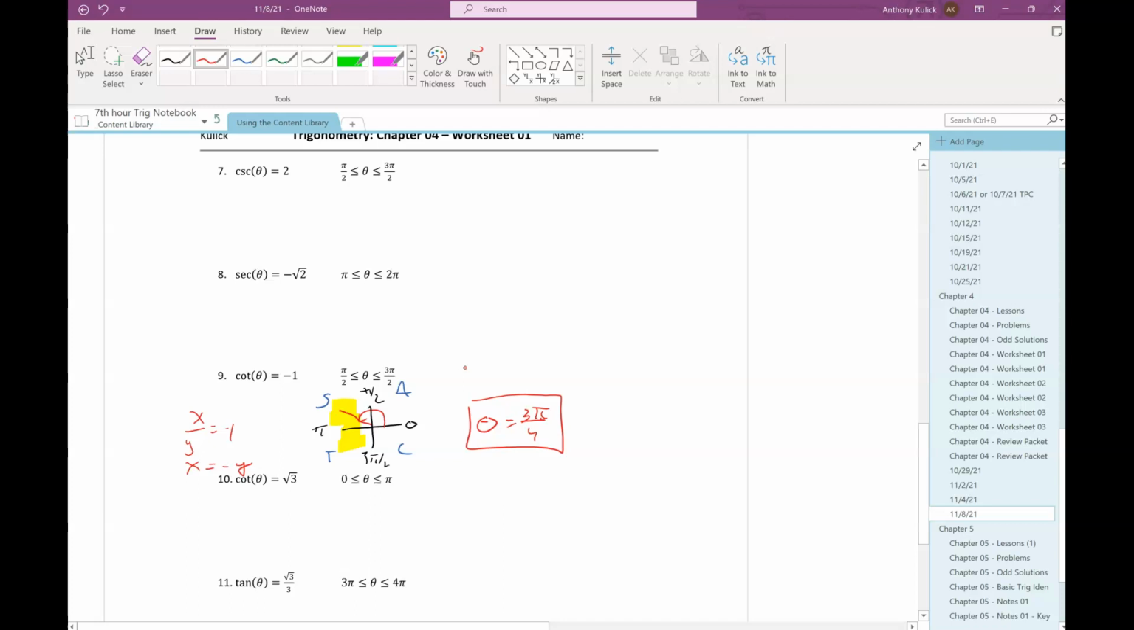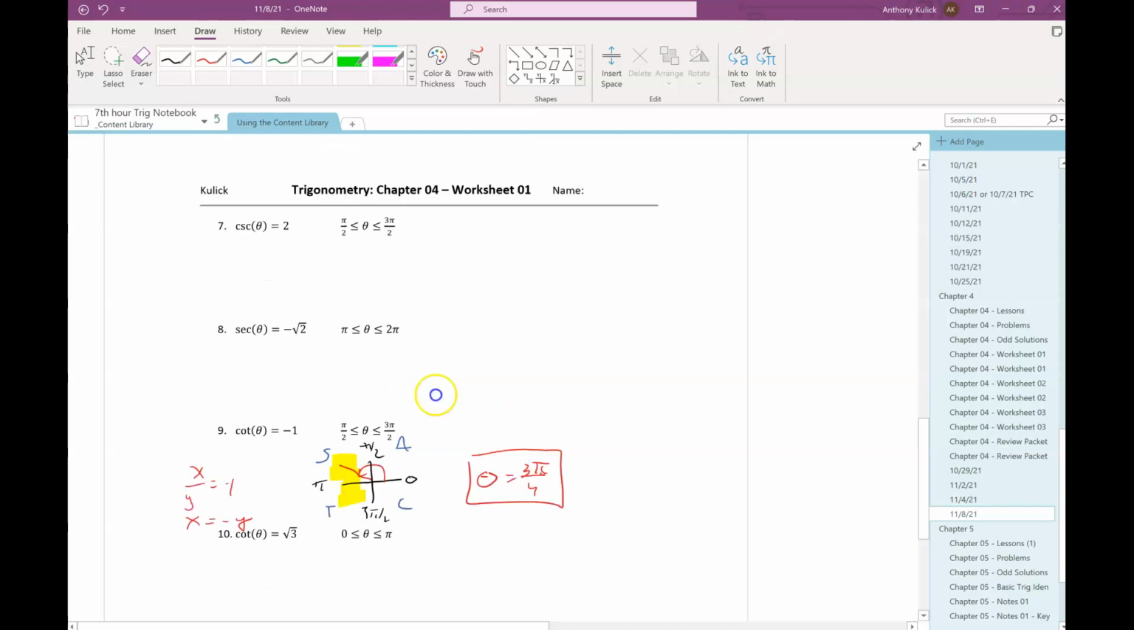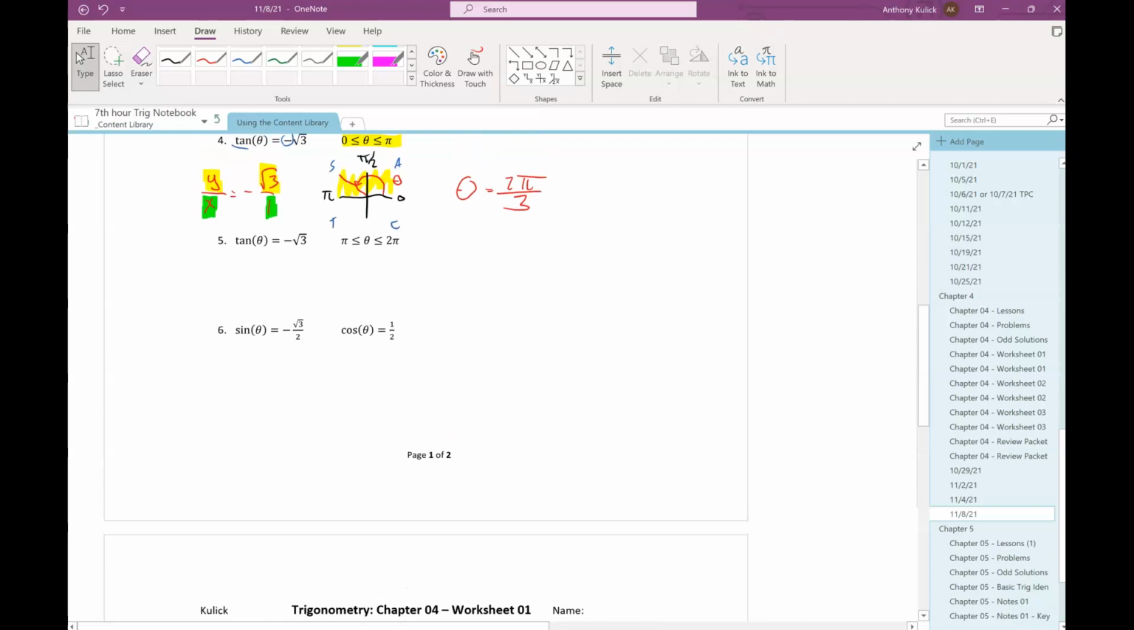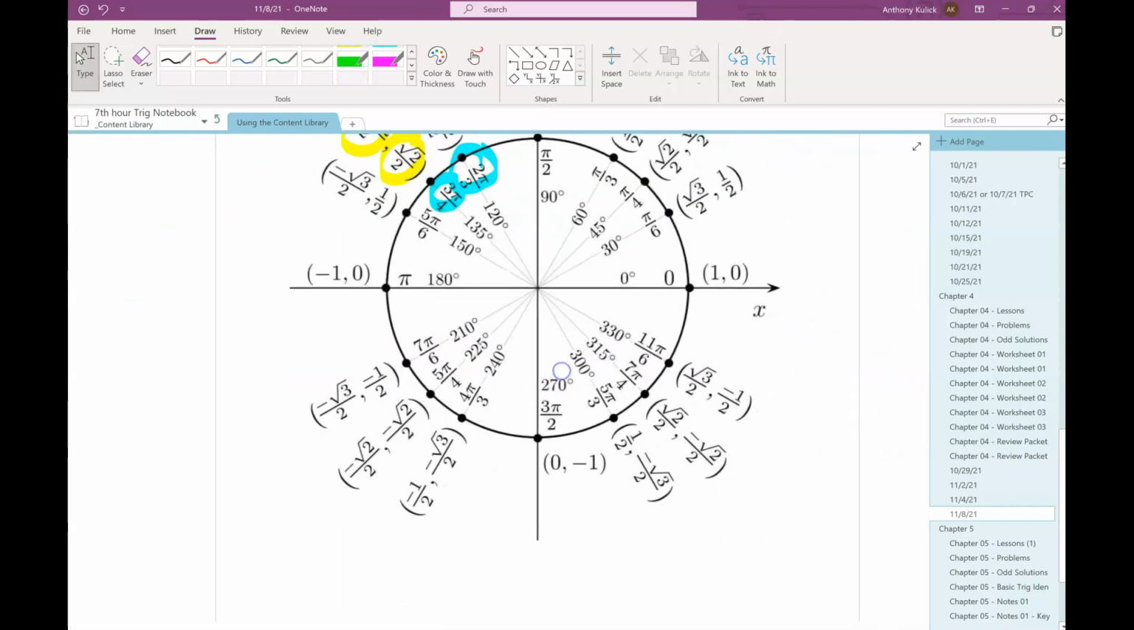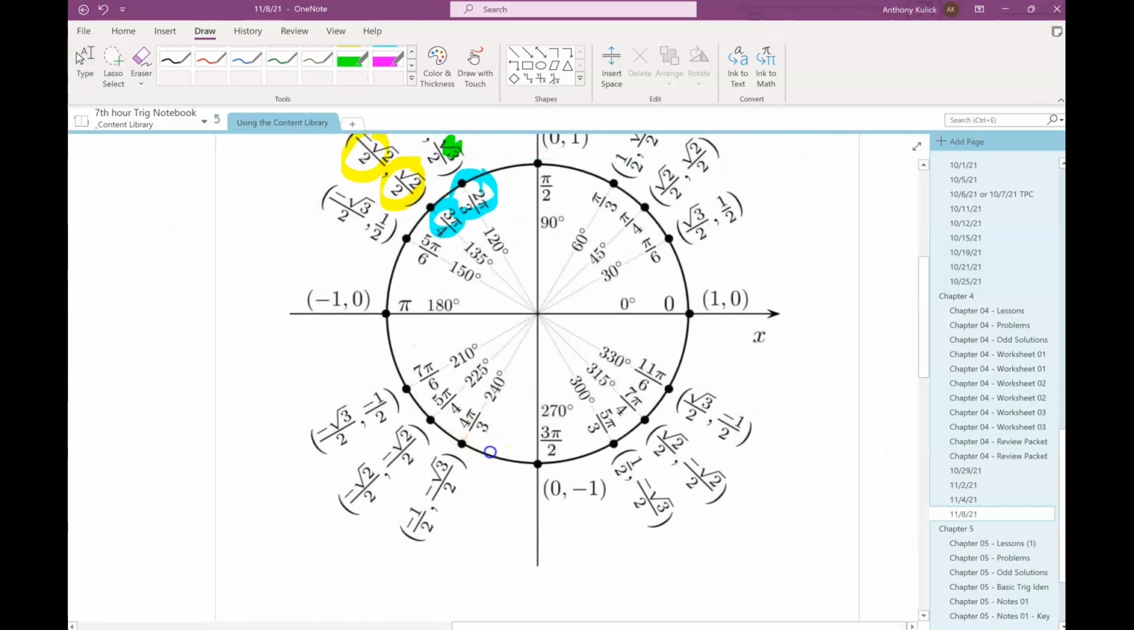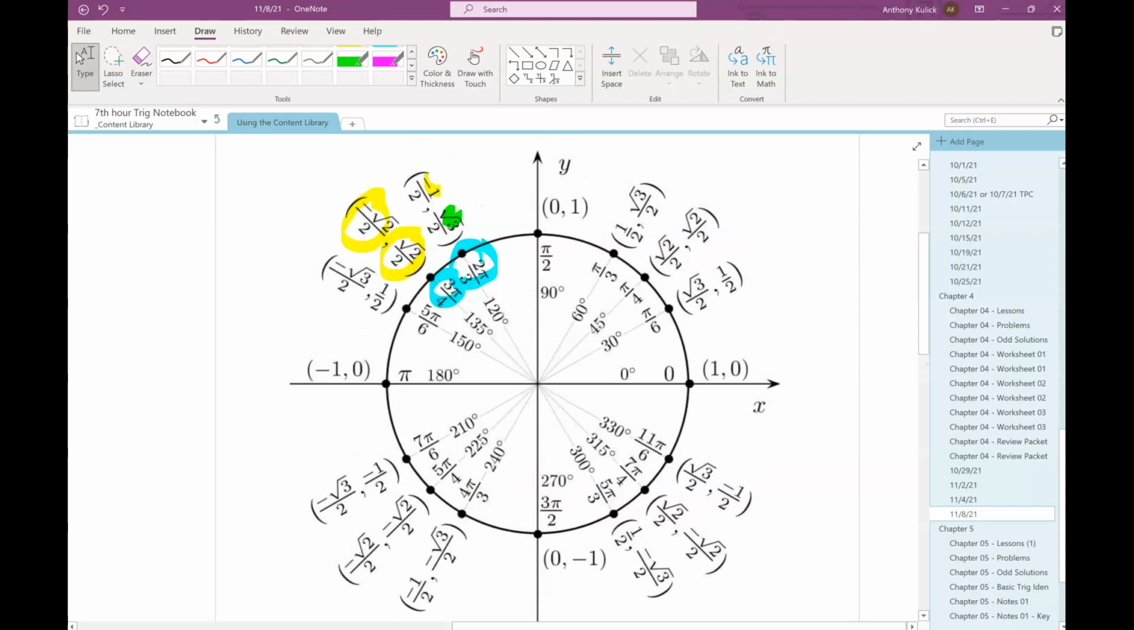We do 7. Okay. So this is, I remember that sine is y and cosine is x. So I'm just going to go for the place on the unit circle where the x coordinate is 1/2 and the y coordinate is -√3 over 2. So that's right here. So 5 pi over 3. Done.